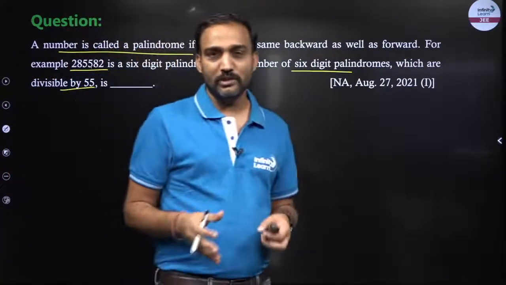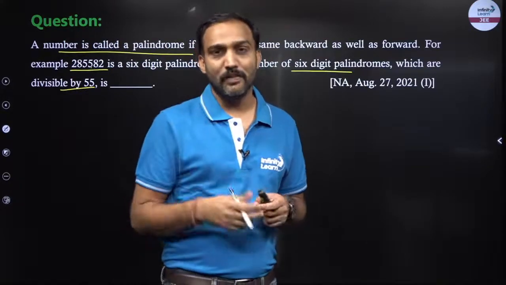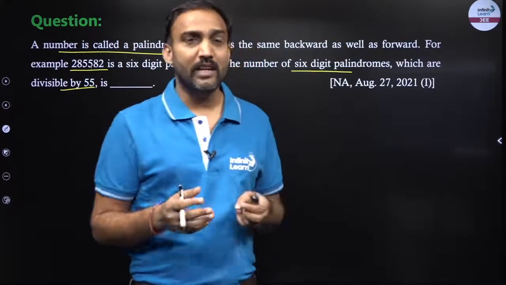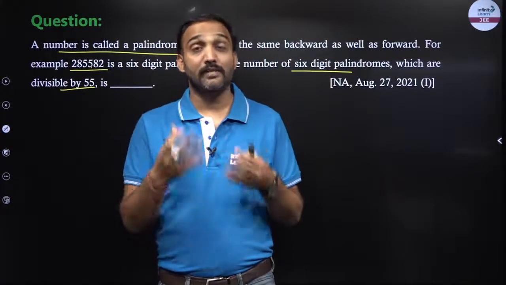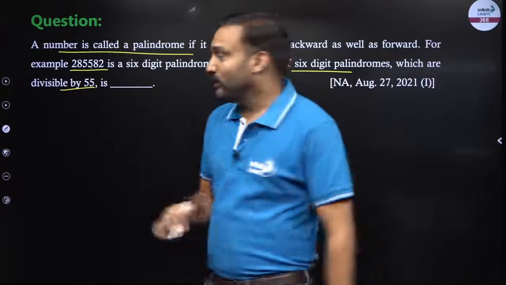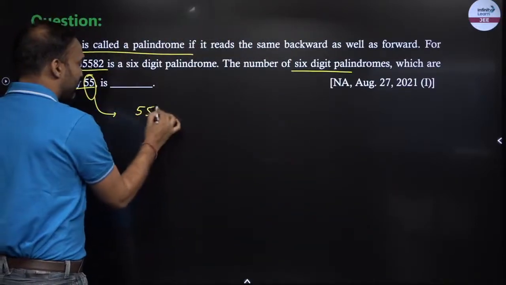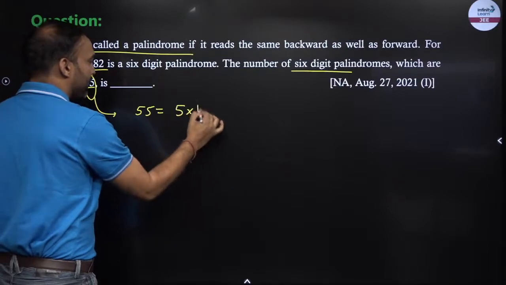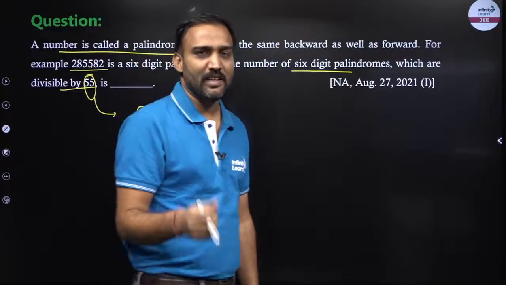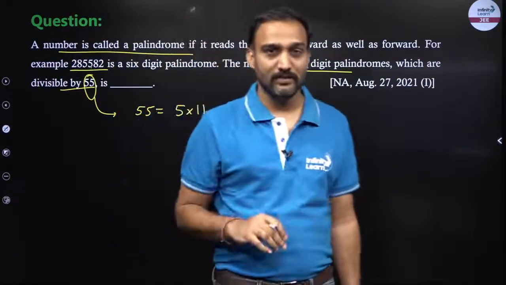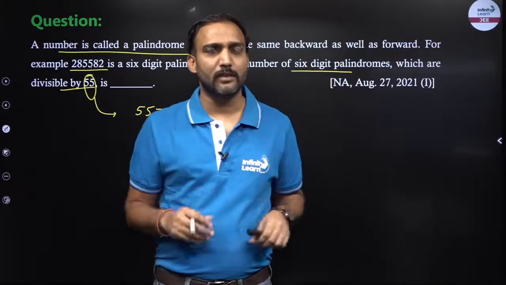Now in this particular question, I have to use two different concepts. First, the divisibility test. The divisibility test of 55: it's a composite number, and for composite numbers I have to check the divisibility test of their prime factors. So first of all, let us observe this 55. What is 55? 55 is nothing but 5 into 11. So if a number is divisible by 55, can I say the number is divisible by 5 and 11? Yes. So any number that is divisible by 5 and 11 will be divisible by 55.